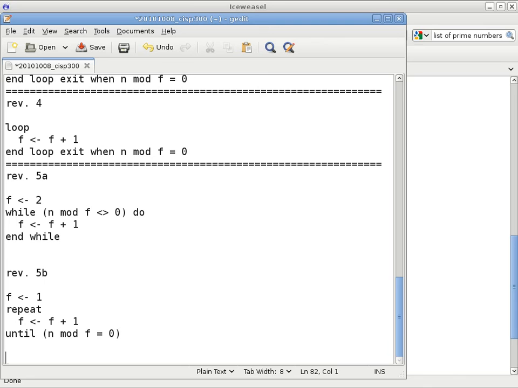Yep. I have a question. What is mod? What is MOD? We just talked about it. Yeah, but like just the remainder. It is the remainder of a division.